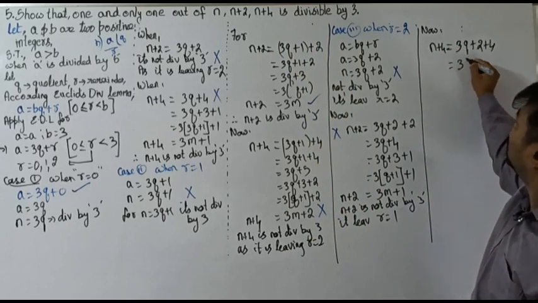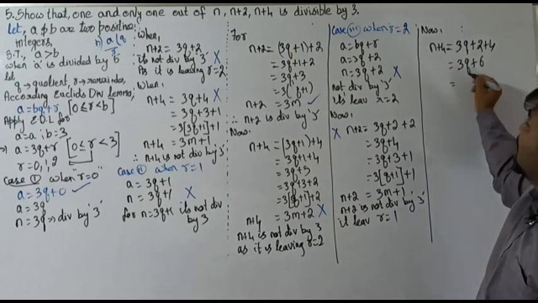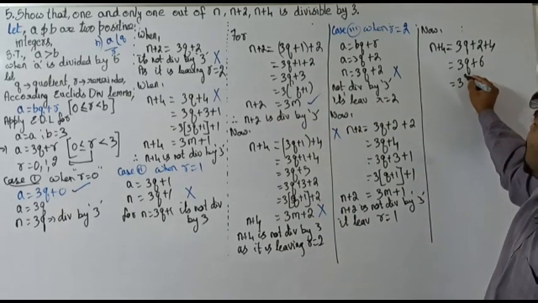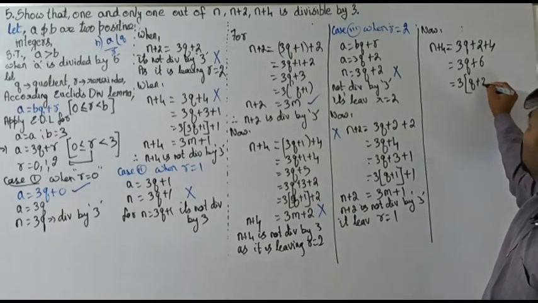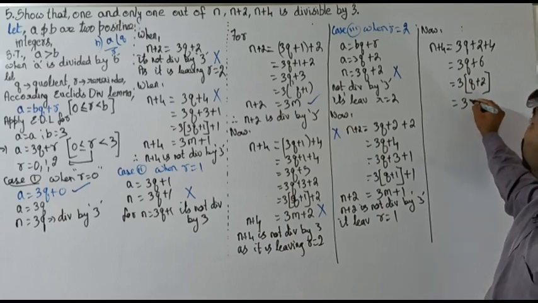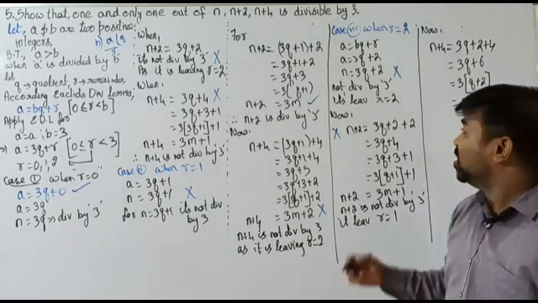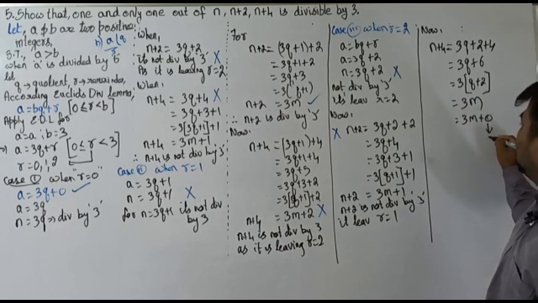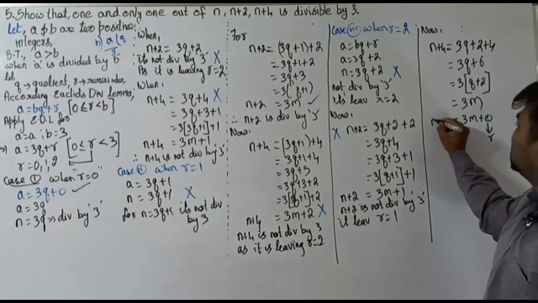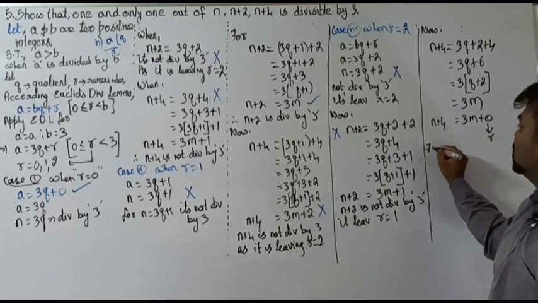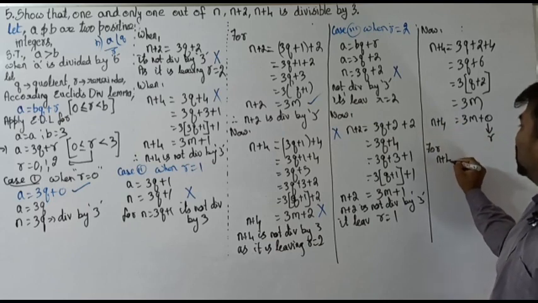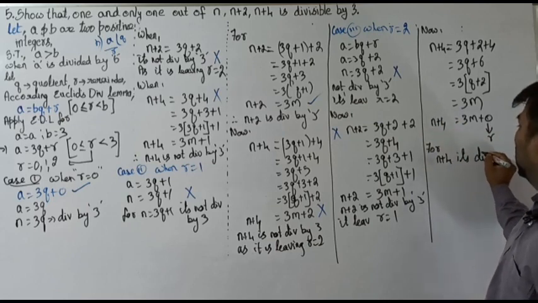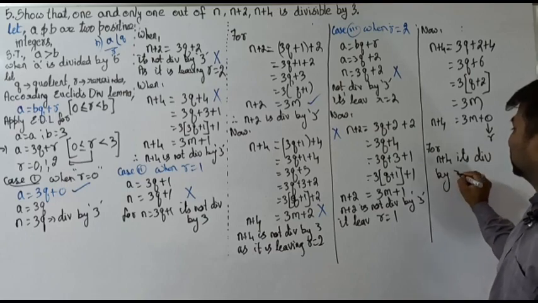Now it is nothing but 3q plus 6. Now I am taking 3 as common. It becomes 3 into q plus 2, which is nothing but 3m. Now is it nothing but 3m plus 0? The remainder is 0. Means this is n plus 4. Means for n plus 4, it's divisible by 3.